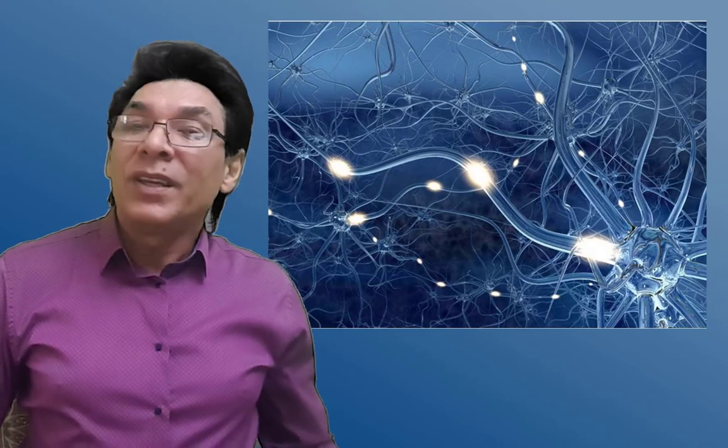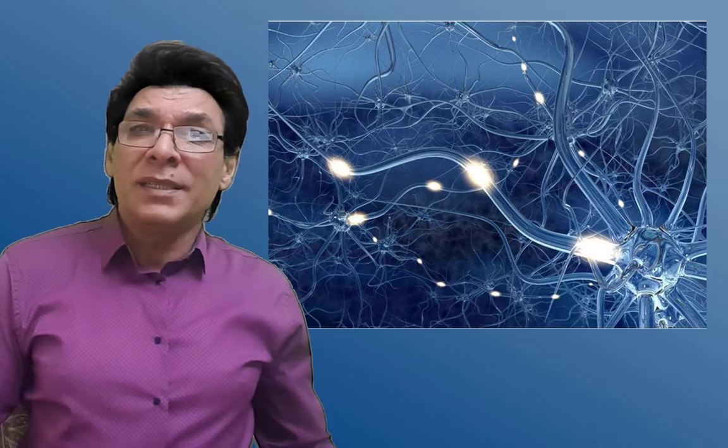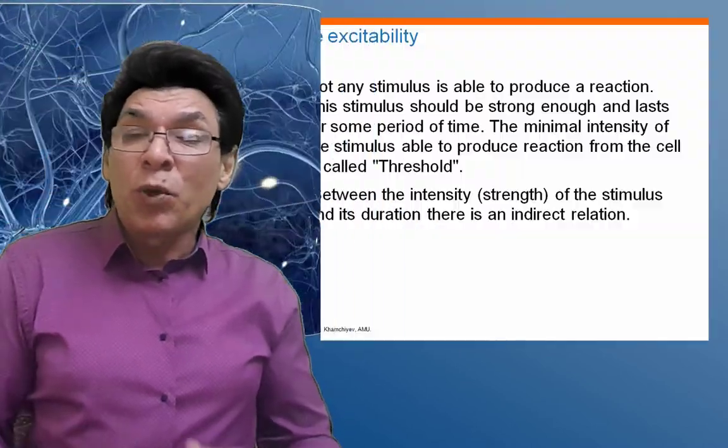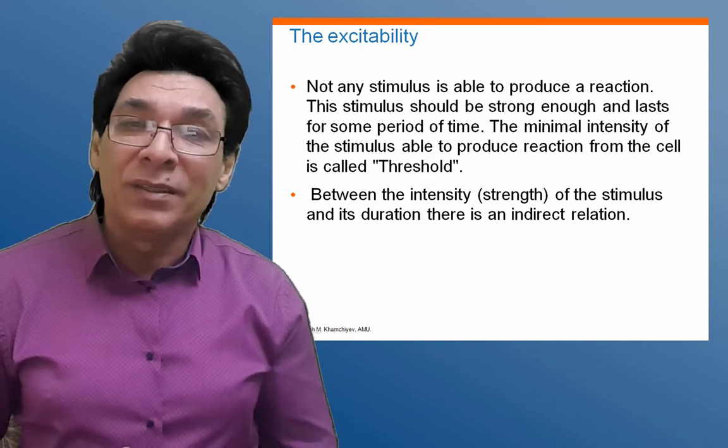First, what is irritability? Irritability is the ability of all biosystems or cells to answer the stimulation action of external and internal environment by a change in metabolism. This property is common for all cells in the body.